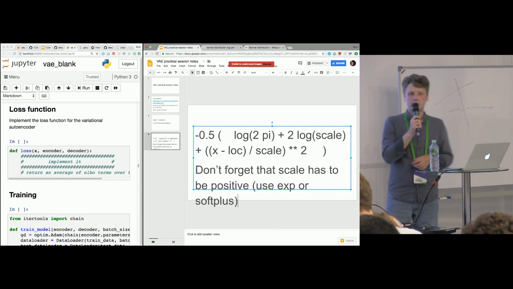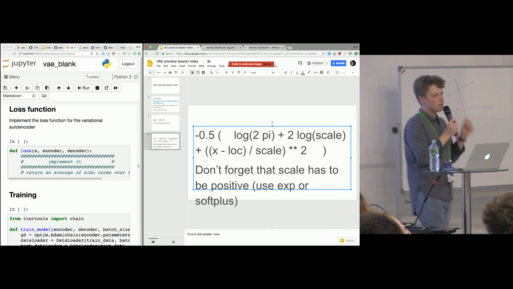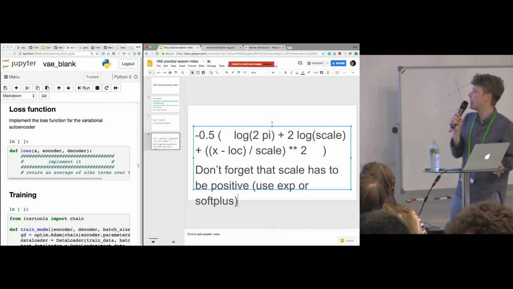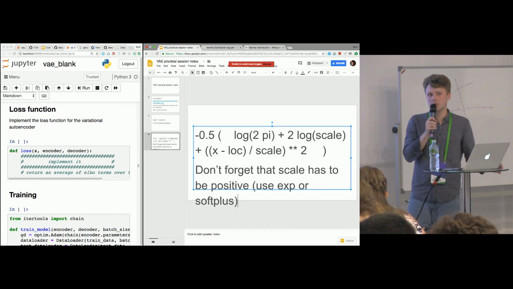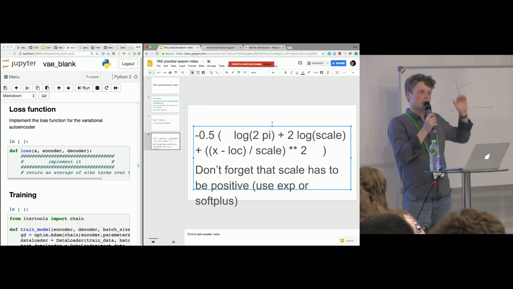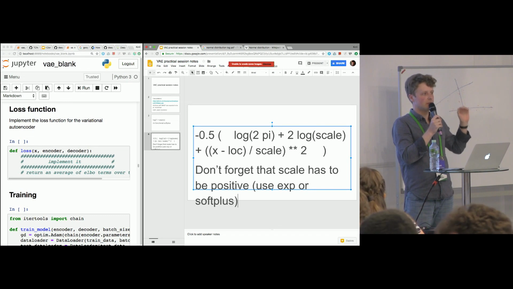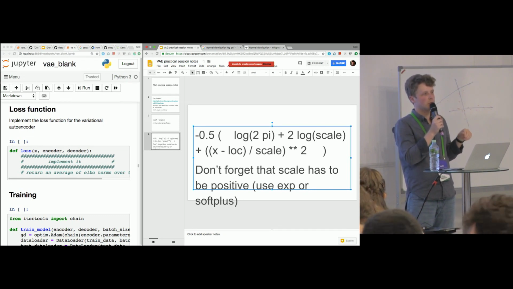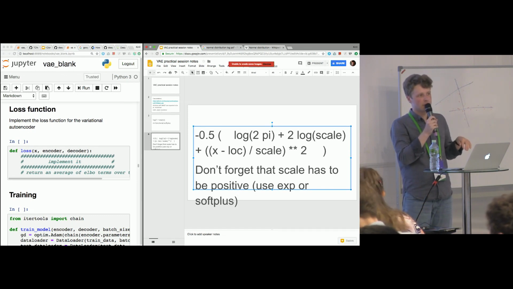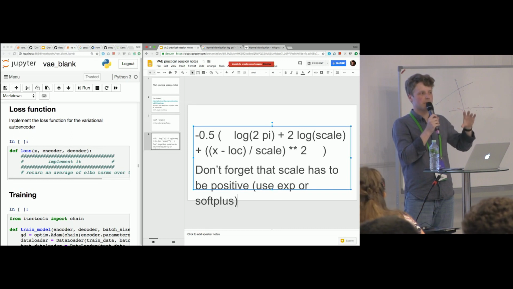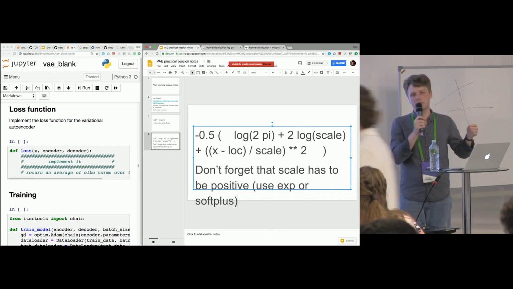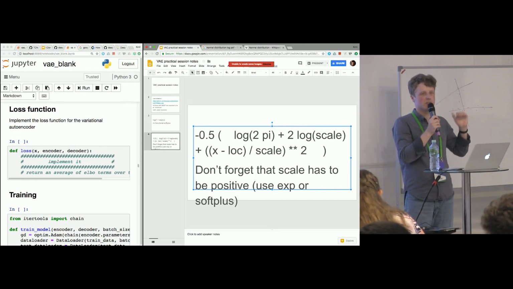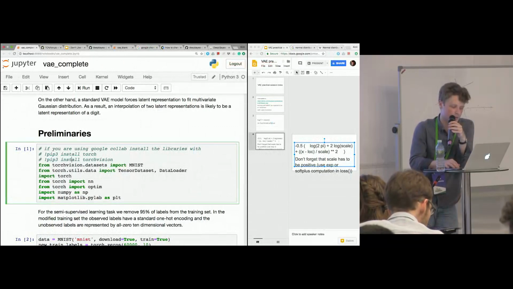Guys, if you're trying to implement the loss function, the ELBO, for the simplest VAE, you may run into problems if you forget to make the scale positive. The default architecture in the notebook has no non-linearities at the end of the encoder. So the second half of the vector may be negative, and in this case you'll end up with problems. So you have to make it positive explicitly. Okay.